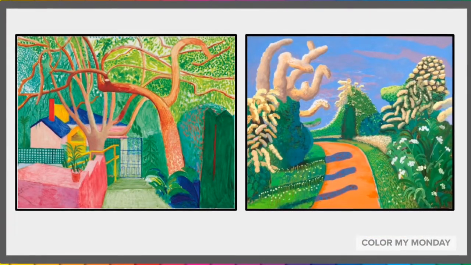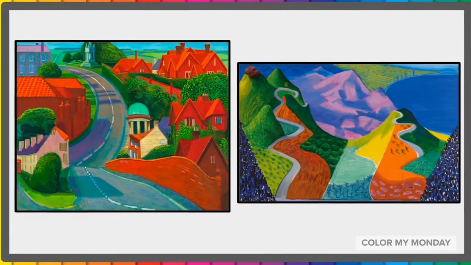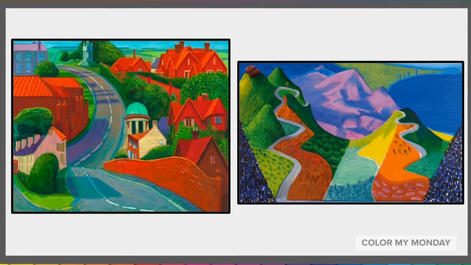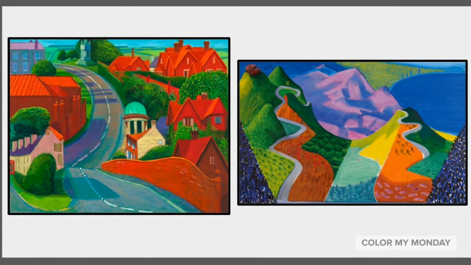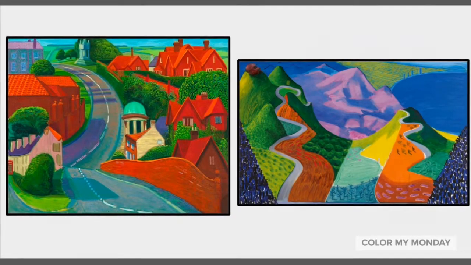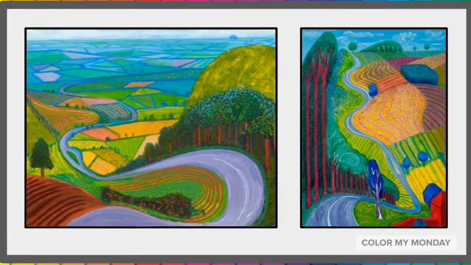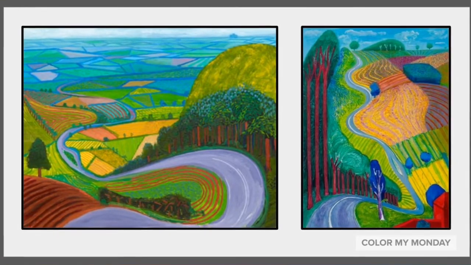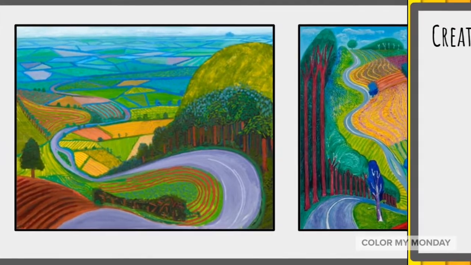Hockney often paints in plein air, which means he paints outside. Notice the perspective in his paintings. As the roads wind through the countryside, they become more and more narrow until they disappear in the distance, on the horizon line. You can see that the objects farther away are smaller and closer to the top of the picture, and the objects closer to the viewer are larger and at the bottom of the painting.